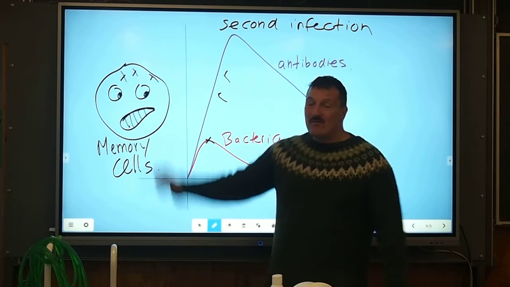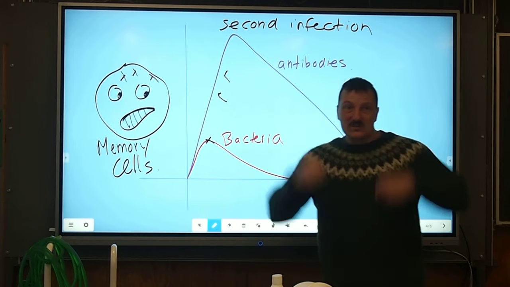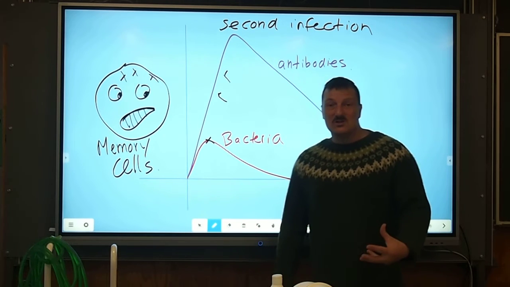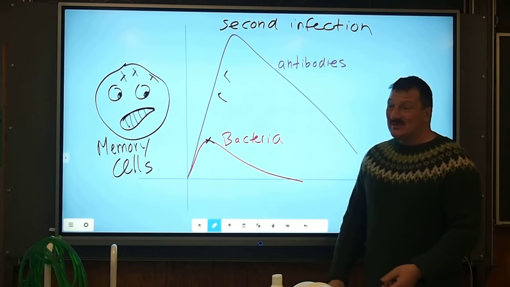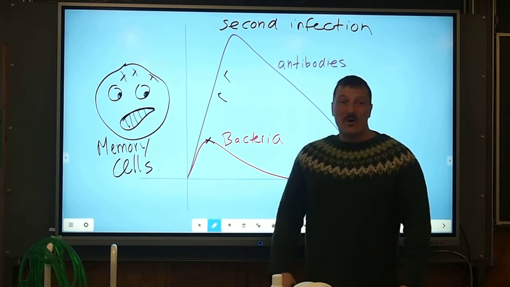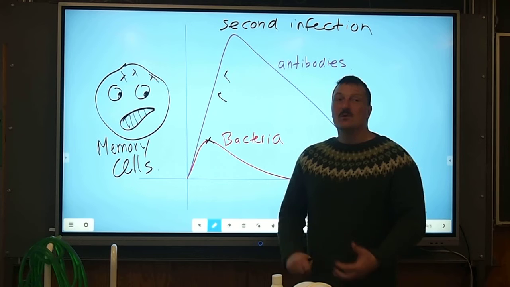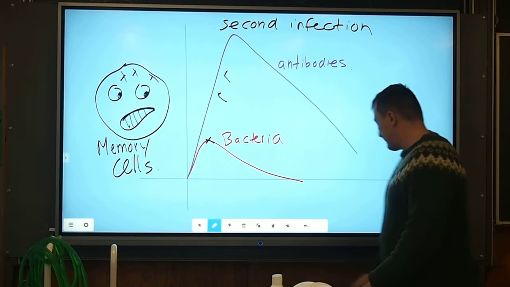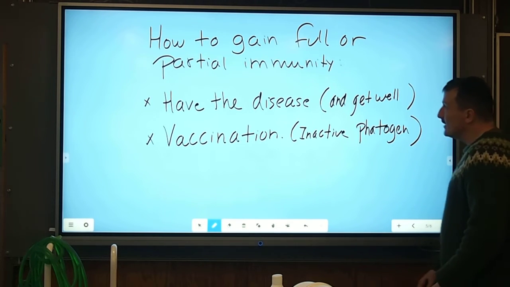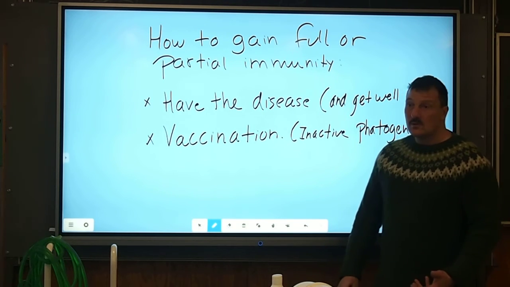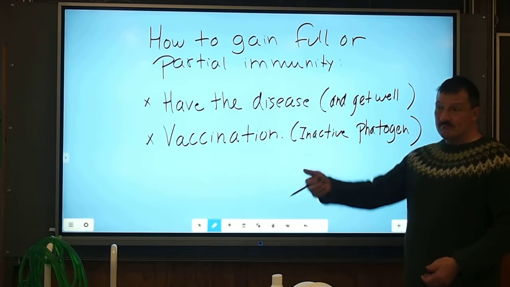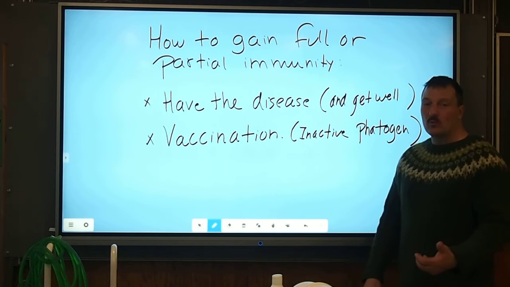So if we have a memory cell that remembers this pathogen, the proteins on the surface, it will stop the infection from getting as bad the second time. This is one of the processes that leads to us getting immune to a virus or a bacteria. So how can we gain either full or partial immunity? Well, we can have the disease and survive it, get well.